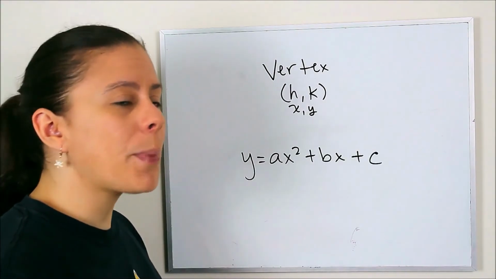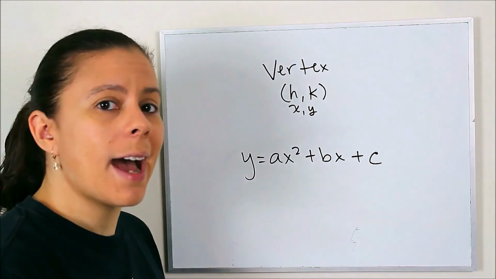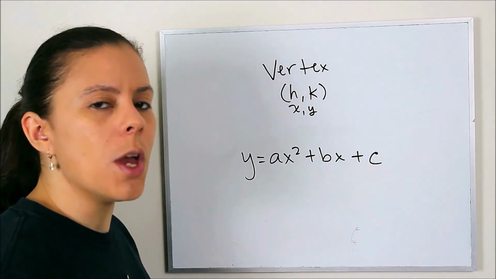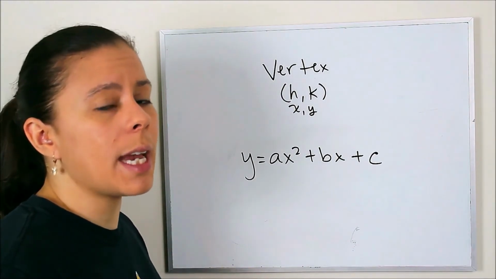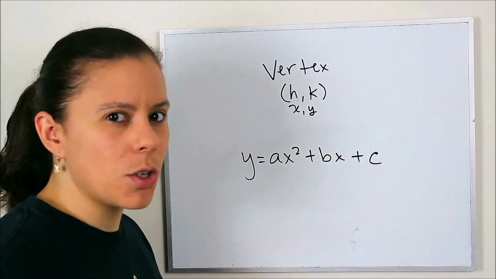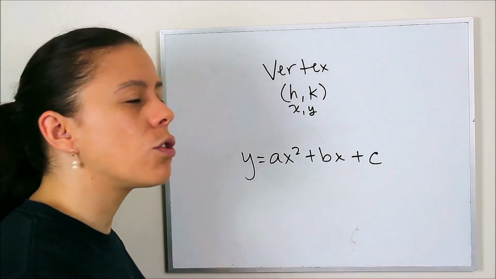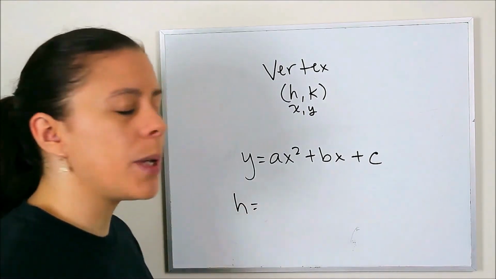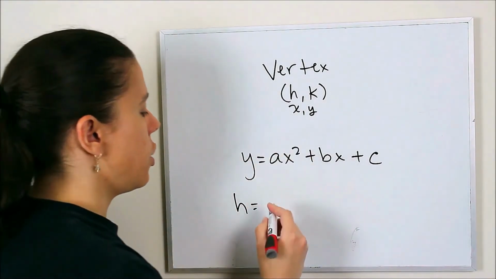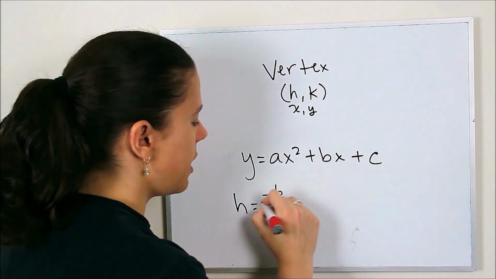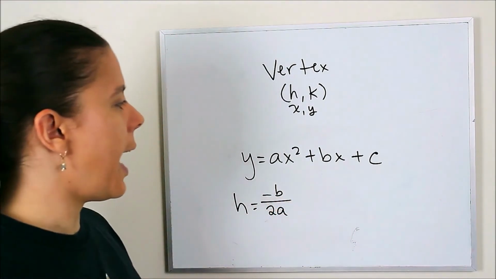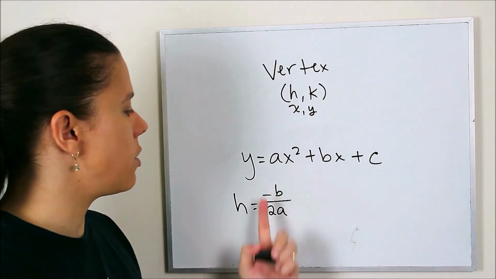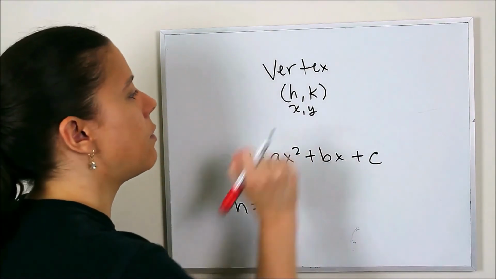All right, so what happens when the equation that you have is written in the standard form? Well, you have two formulas that you can memorize if you want to. I am not a huge advocate of memorizing formulas, but these two are pretty important. The first one is to find h. All you do is have negative b over 2a. So you substitute b here and you substitute a here. Bam, that's going to give you the h.